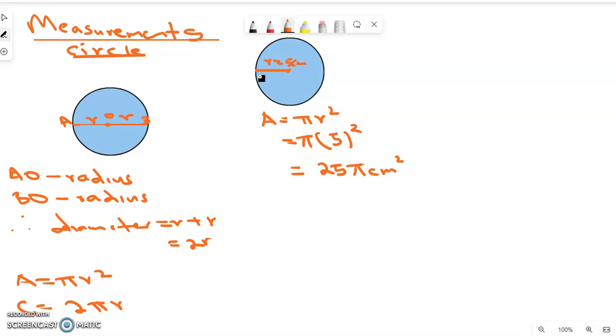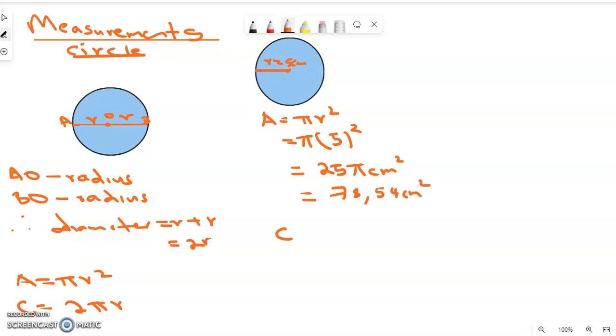So your answer can be required to be rounded off maybe to 2 decimal places. So 25 pi will give us 78.54 in decimal, centimeter squared.